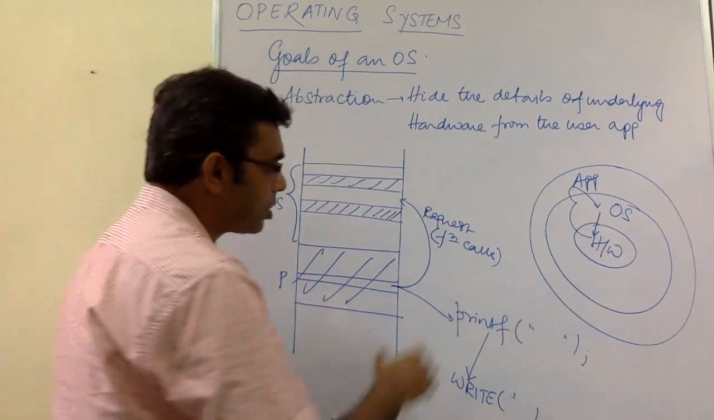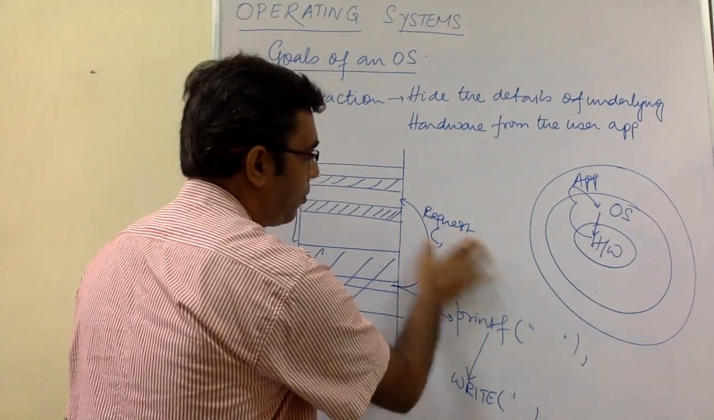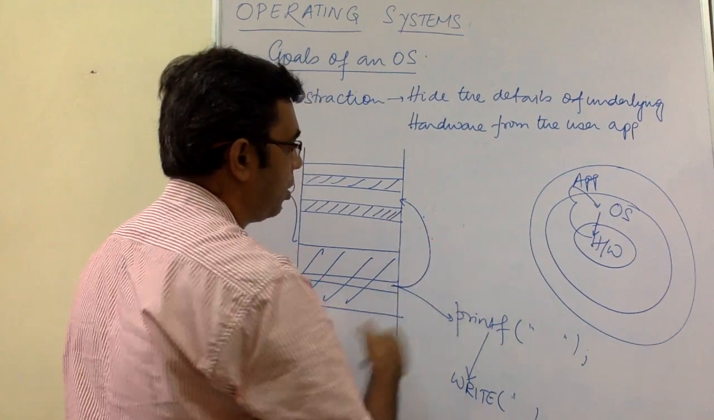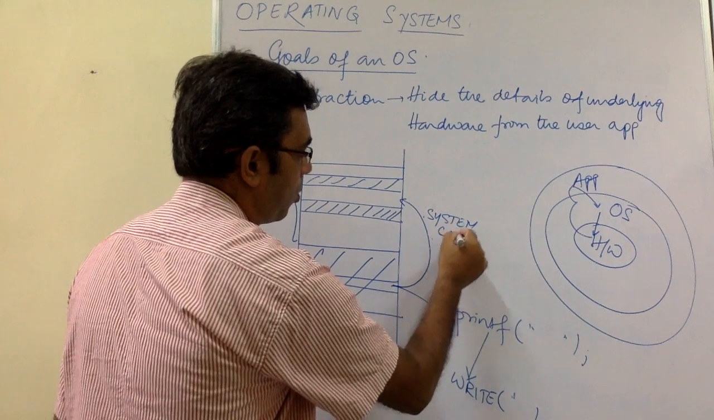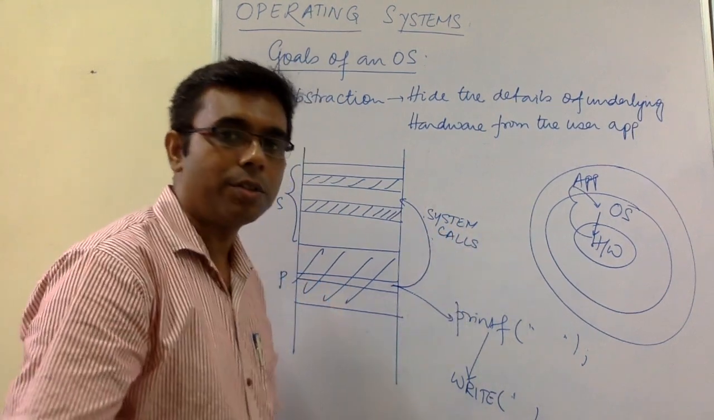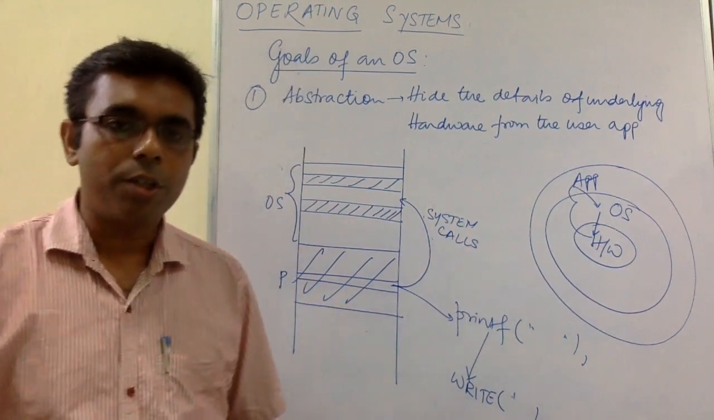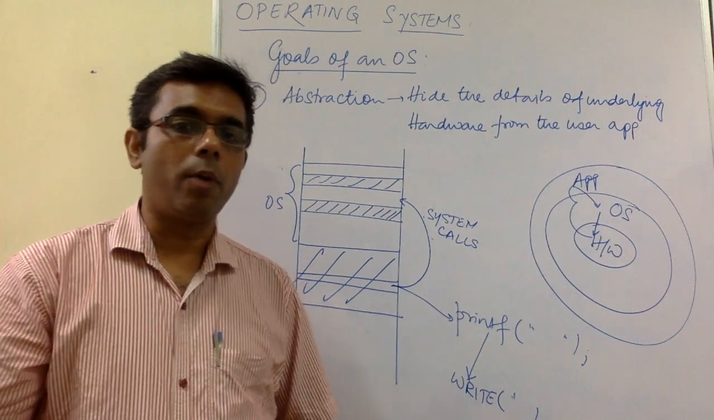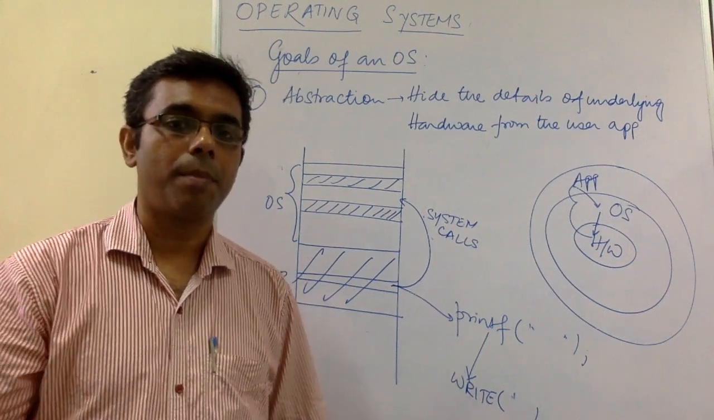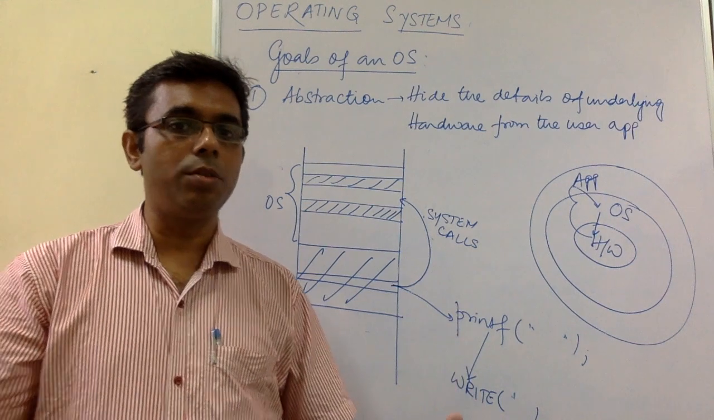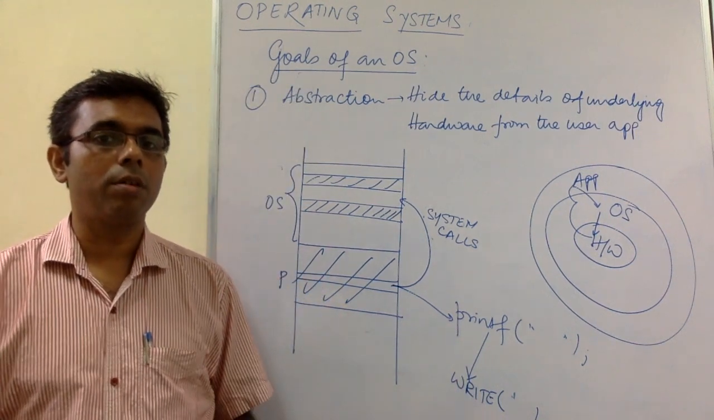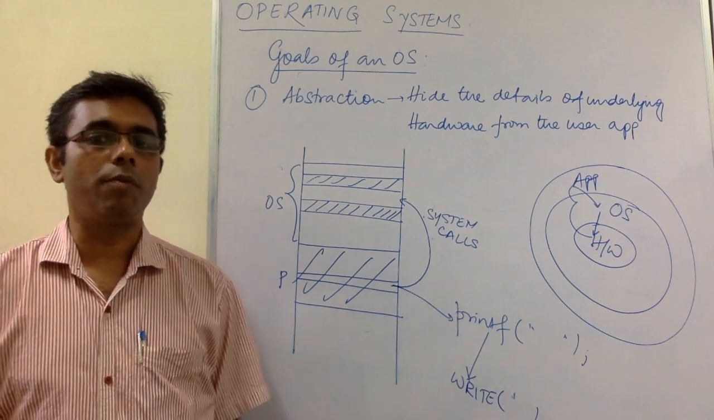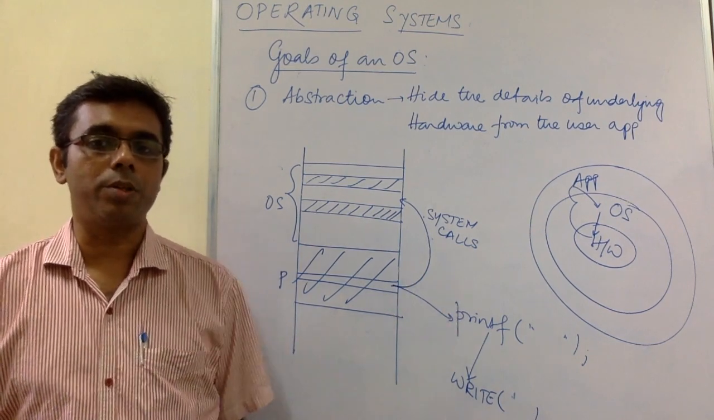These function calls, we don't call them plain function calls, rather we give them a special name called system calls. Why are they called system calls? Because they are function calls. However, they are requests made to the operating system: please execute this code for me. I am not going to execute that. I am putting a request to you.